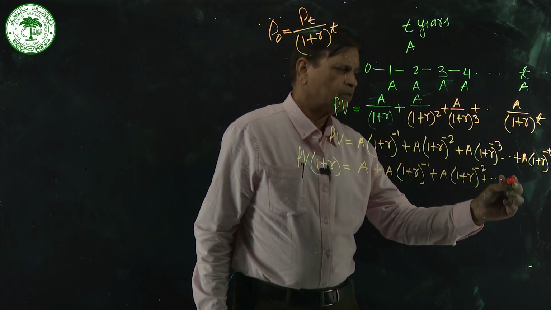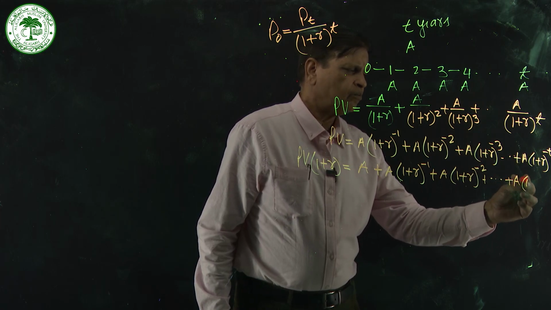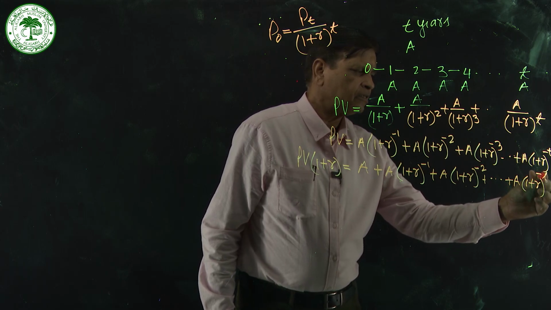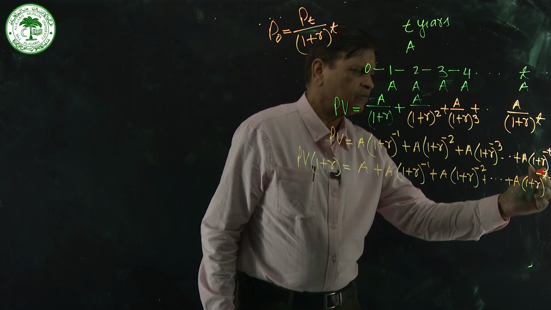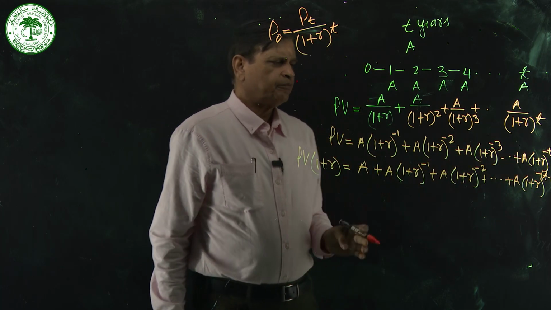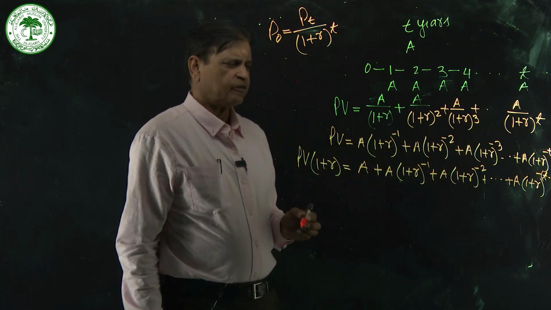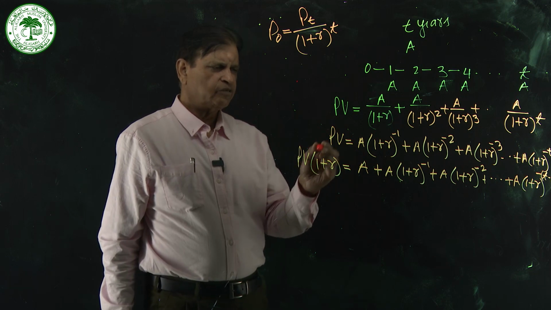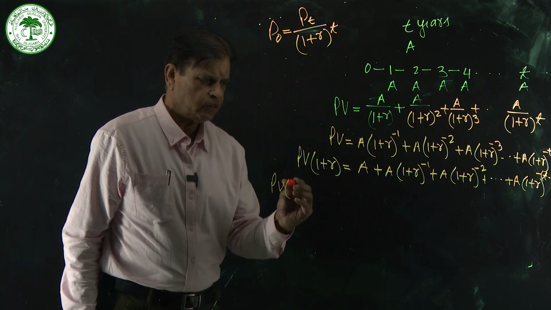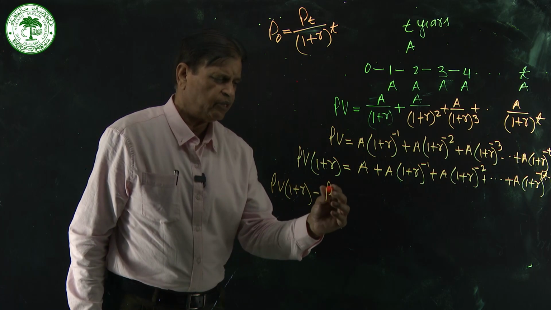Likewise, this last term, that is A(1+R)^(-(T-1)), we put it in bracket, because all the terms are multiplied by (1+R). So we take the difference between these two. So what we do: PV(1+R) minus PV.